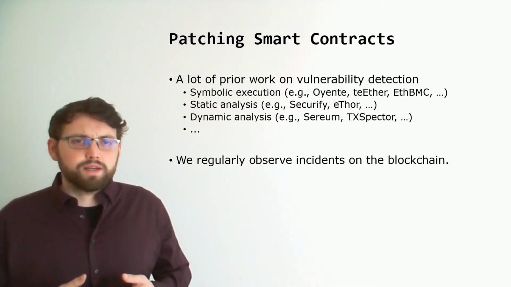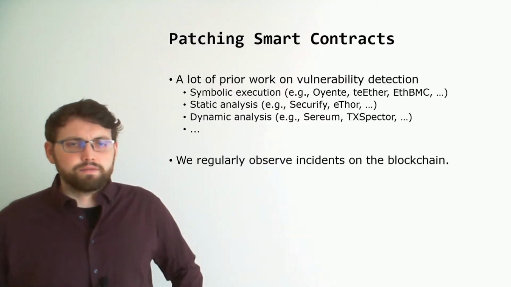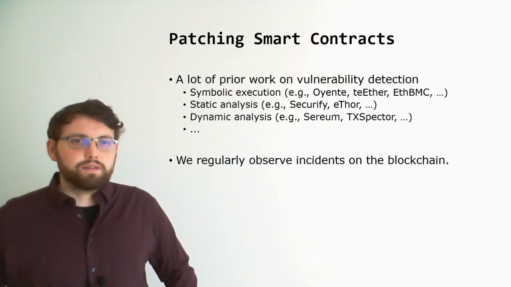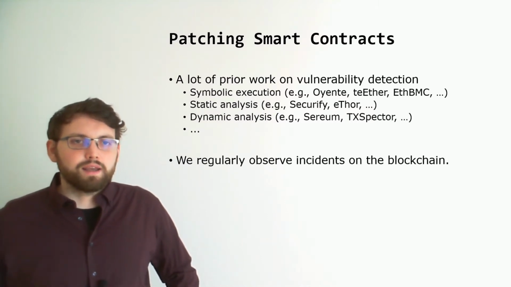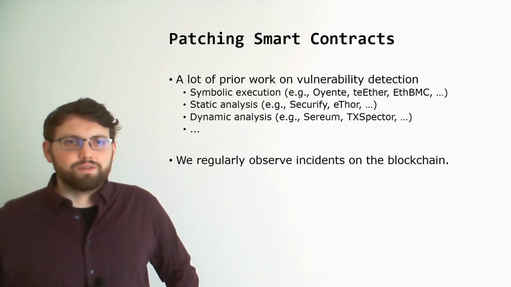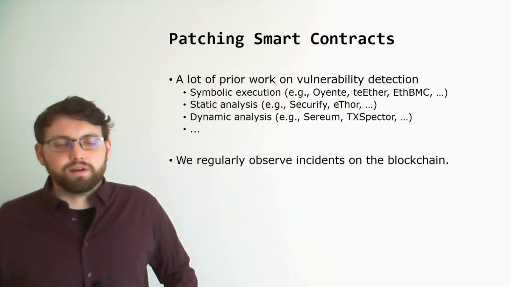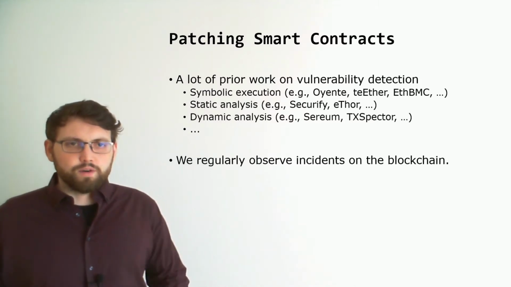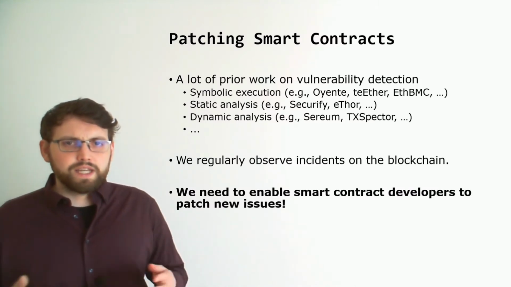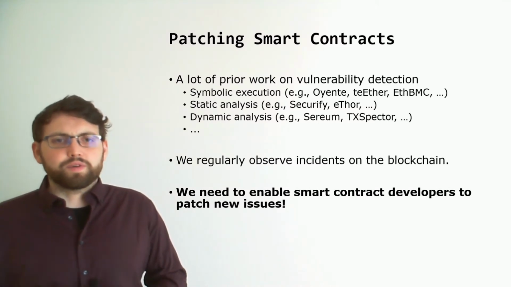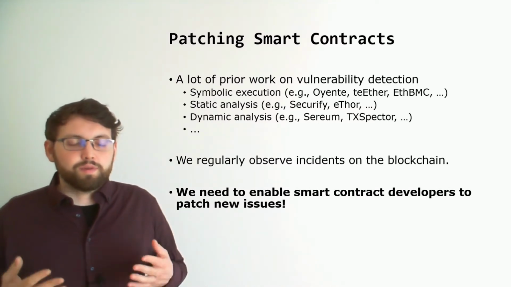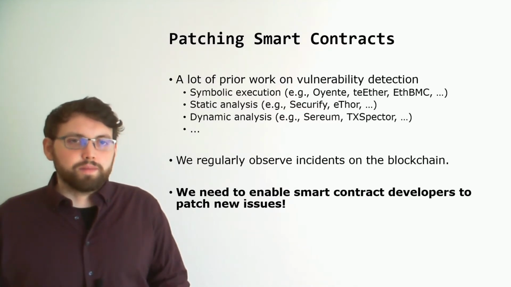Also, we observe a lot of incidents on the blockchain, and many of the smart contracts don't include any plan on how to react to incidents. There is no strategy for patching, no strategy to deprecate the contract. Sometimes contracts are even used months after public bug disclosure. So we need to enable smart contract developers to patch new issues that have been found after deployment of the smart contract.